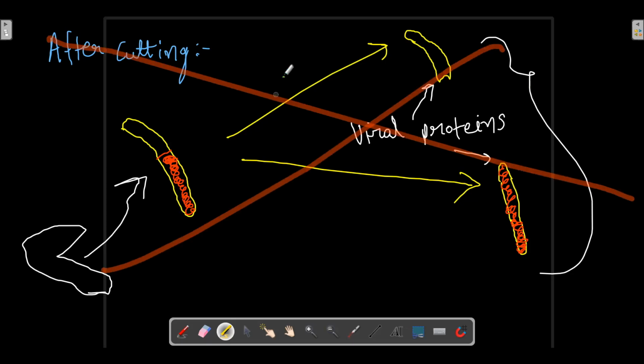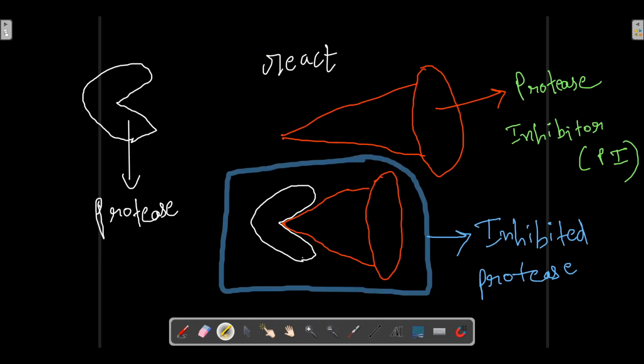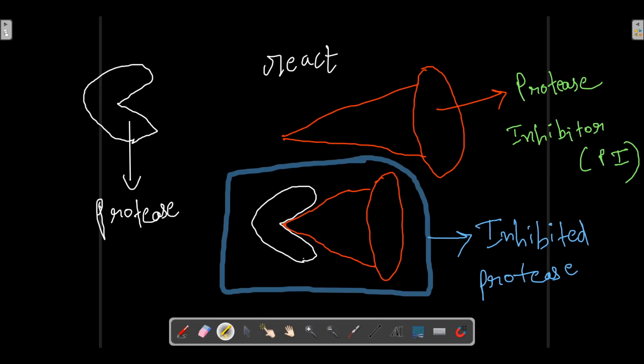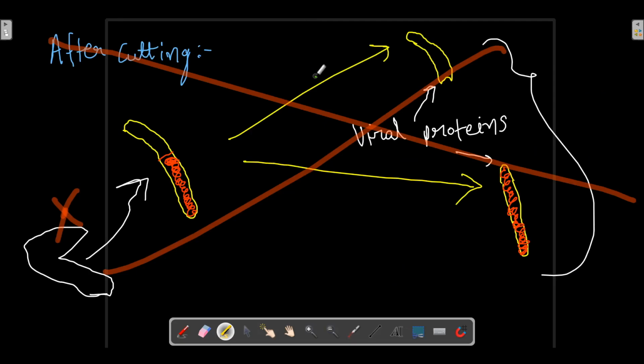Why can it not happen? Because the protease enzyme which was going to cut the polypeptide chain has been blocked by the protease inhibitor. So this step, which is essential for viral protein production and replication of the virus, cannot happen. As it cannot happen, the virus cannot replicate, and as the virus cannot replicate, it cannot grow in the body of the host, and as a result it will die.